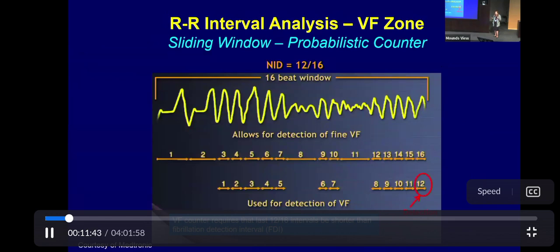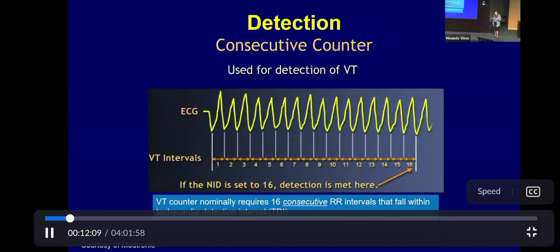So how does this all work? Just basic concepts in the VF zone. When you set your rate cutoff there, it's a probabilistic counter, meaning it doesn't have to be every RR interval that the device sees. For example, if you have it programmed 12 out of 16, you have to get 12 out of 16 that meet that detection rate cutoff to really start detecting that arrhythmia. In contrast, in the VT zone, it would be the number of intervals to detect, and those are consecutive. So if you have, say, 16 beats that are all meeting the criteria, that would be something that would get therapy.